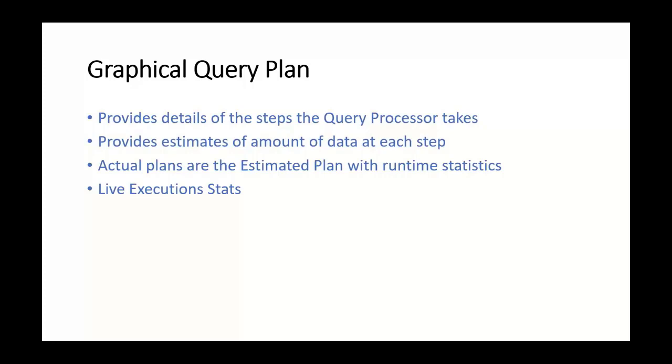Within Management Studio, you can have the actual execution plan, which is the real execution plan. So the whole query runs, and at the end, the execution plan is presented. You can get the estimated execution plan. So it's going to present the shape of the plan, but with the estimate instead of the real result. And also we have what's called live query statistics. So we can see it while the query is running.